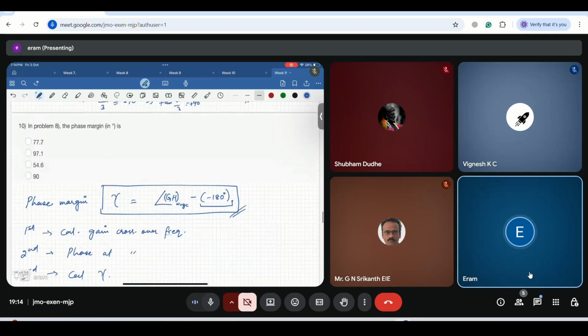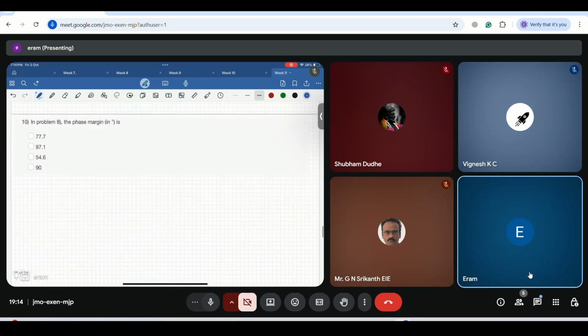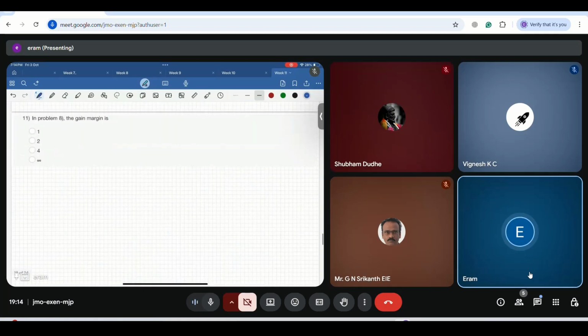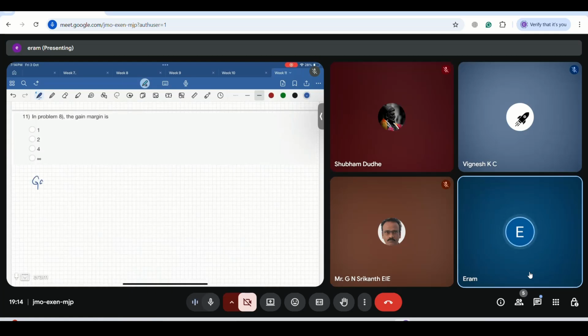So what we calculated, these are the same questions. I have repeated the question. Now calculate the gain margin. The definition of gain margin goes the same way as the definition for phase margin. So how should we define gain margin? How much gain should be given to the system at phase crossover frequency such that the magnitude becomes 1, or if you are talking in dB, the magnitude becomes 0 dB.